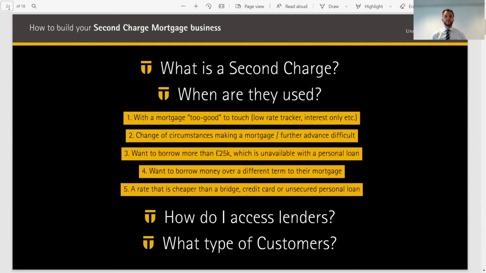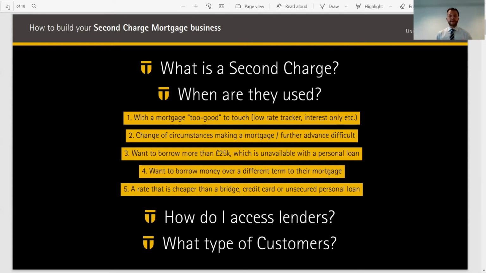They typically want to borrow more than £25,000, which obviously isn't available with a personal loan. The average second charge is in the £45,000 category, so it gives you an idea of the average loan size. And they may want to borrow that money over a different term to their mortgage. So mortgage 25 years, a typical second charge will be over probably 12 to 15 years. And they're also looking for a rate that may be cheaper than a bridge, a credit card or multiple credit cards, or an unsecured personal loan.